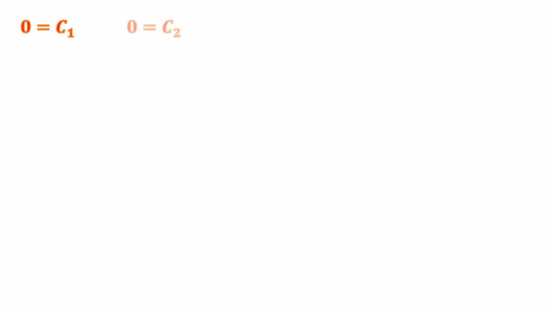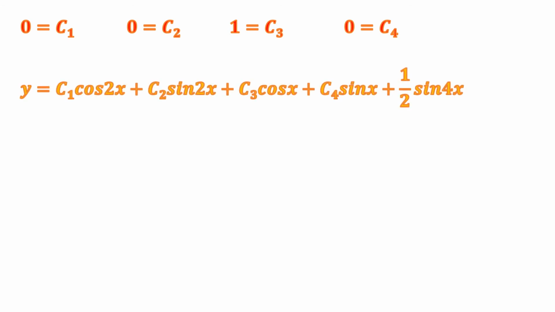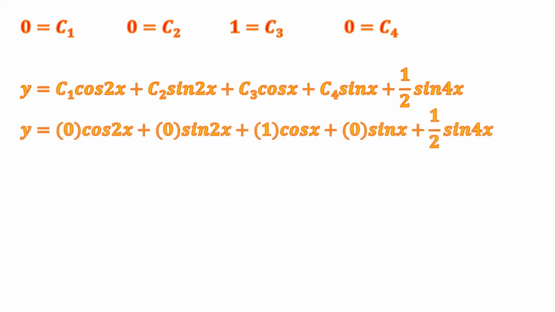And so we have all the constants that we needed. We have C1 is 0, C2 is 0, C3 is 1, and C4 is 0. And we are going back to our general solution where we can substitute our constants. So we change all the C1 up to C4 based on what we have computed. And so all the terms multiplied by 0 will be gone, and we're left with cosine x plus 1/2 sine 4x. And that is the final answer.